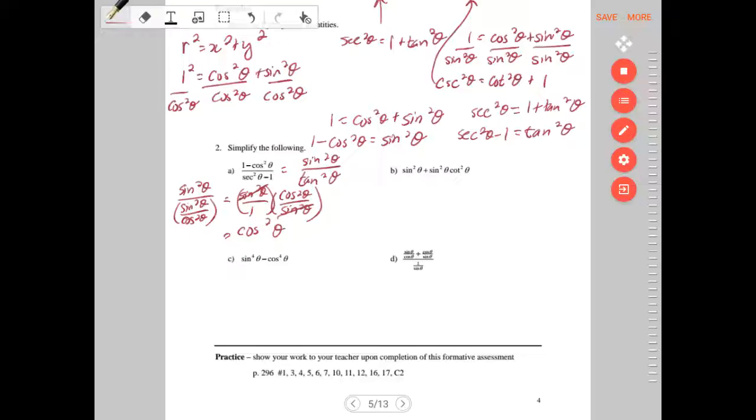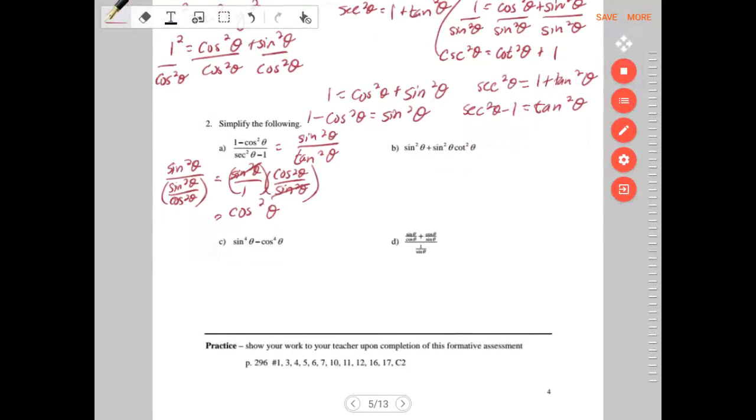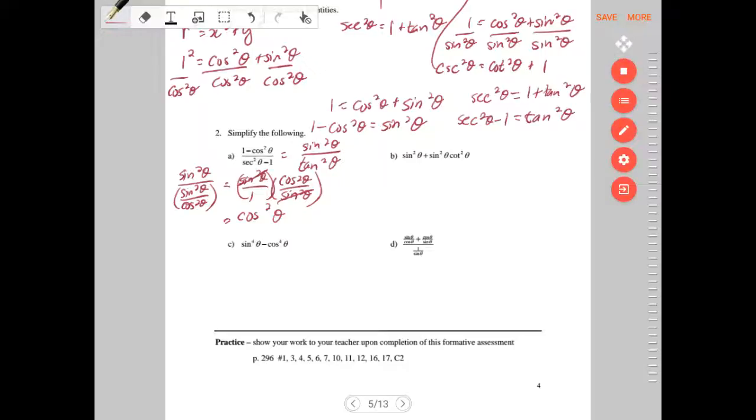Okay, part B. Oh, this one looks good. Notice that we have sine squared theta in both our terms. So I'm going to factor that out first of all. So that equals sine squared theta times, sine squared goes into itself once, and it goes into sine squared cos squared. We'll take the sine squared and factor it out, and we're left with cotangent squared theta.